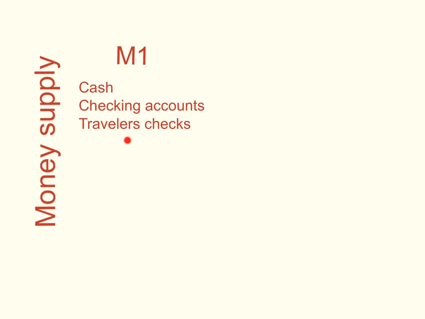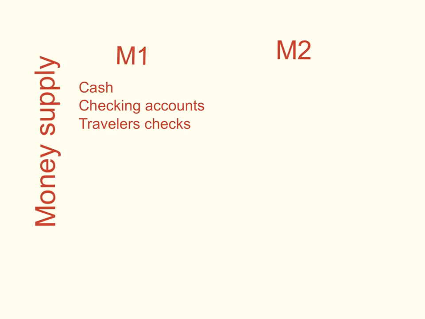It includes cash, checking accounts, and traveler's checks. Checking accounts just include any money that you've deposited into the bank. And then a traveler's check, not very widely used anymore, but they were used to pay for expenses while on vacation in the past. We still count them in M1 money supply.